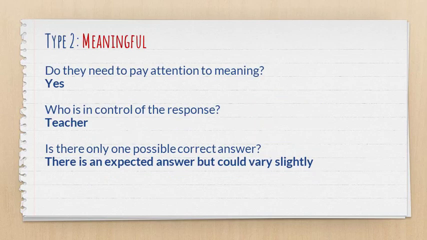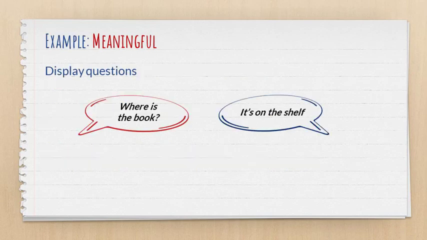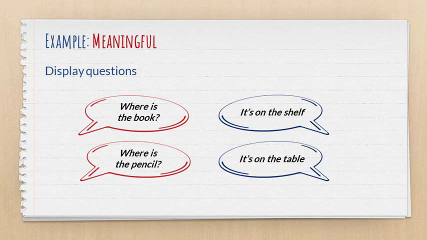The second type of drill is a meaningful drill. As the name implies, the students need to pay attention to meaning, but the teacher is still in control of the response, meaning that the teacher already knows what the response is. And although there is one possible correct answer, it could vary slightly. For example, in the case of display questions, these are questions that teachers ask even though they already know the answer to them. Where is the book? It's on the shelf. Where is the pencil? It's on the table. There is no purpose for asking these questions other than to practice.